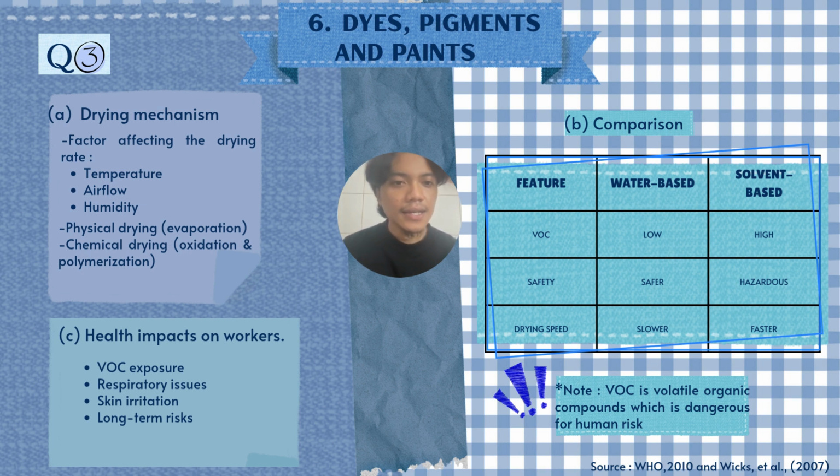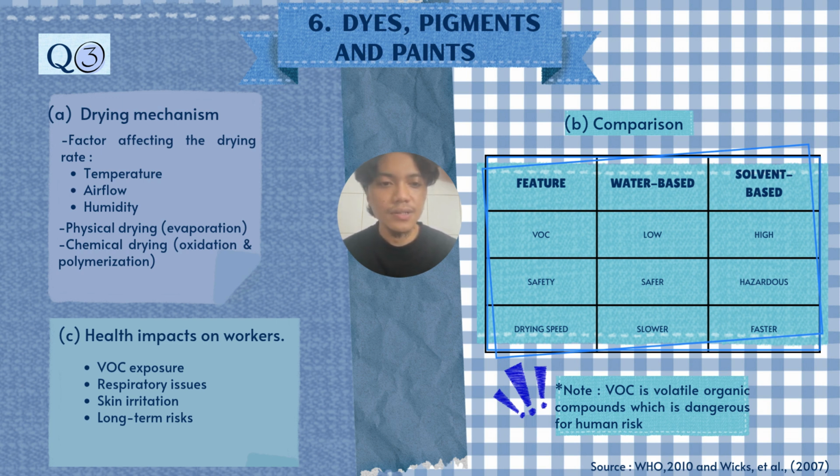Lastly, health impacts on workers. Workers in the coating industry may be exposed to harmful chemicals, especially from solvent-based paint. Inhalation of VOCs can cause headache, dizziness, and long-term respiratory problems. Skin contact may lead to irritation or allergic reaction. Long-term exposure can also affect the nervous system.